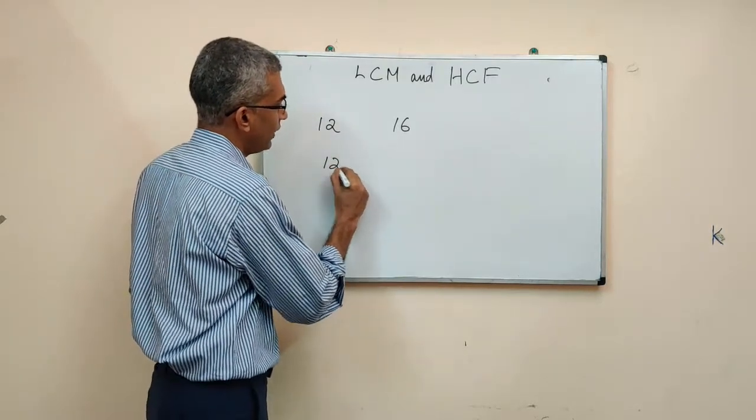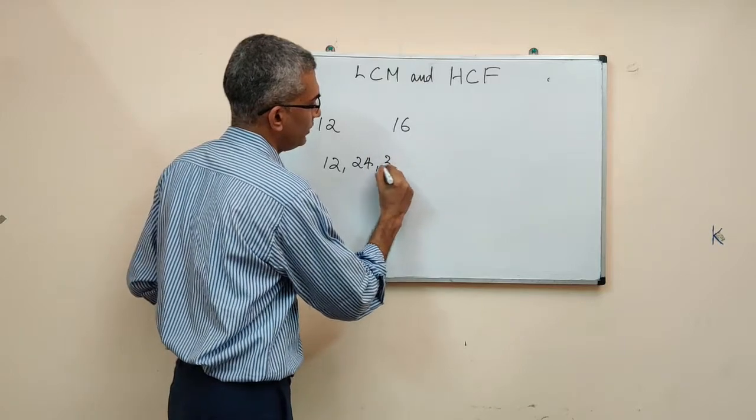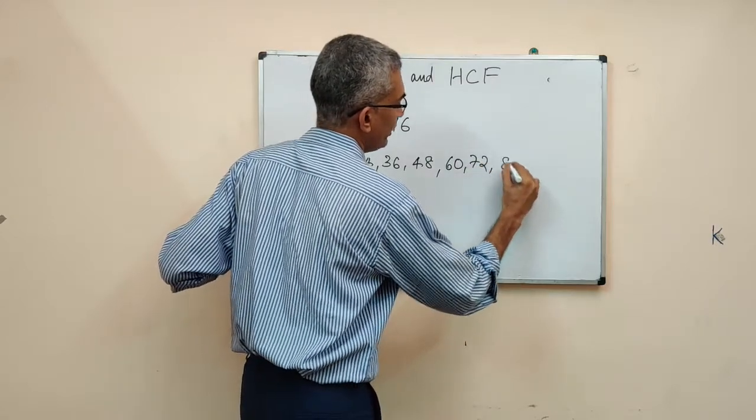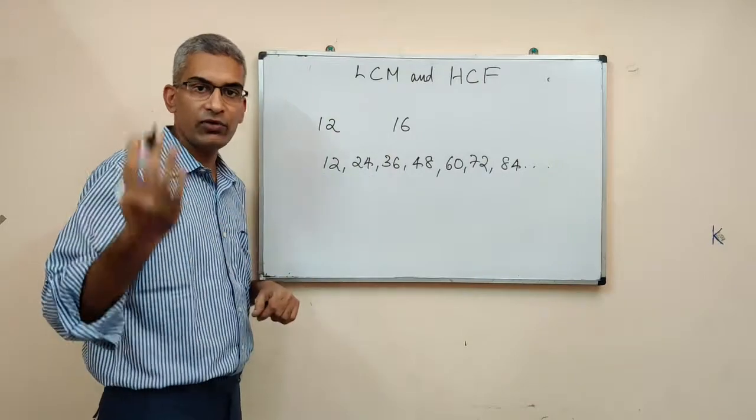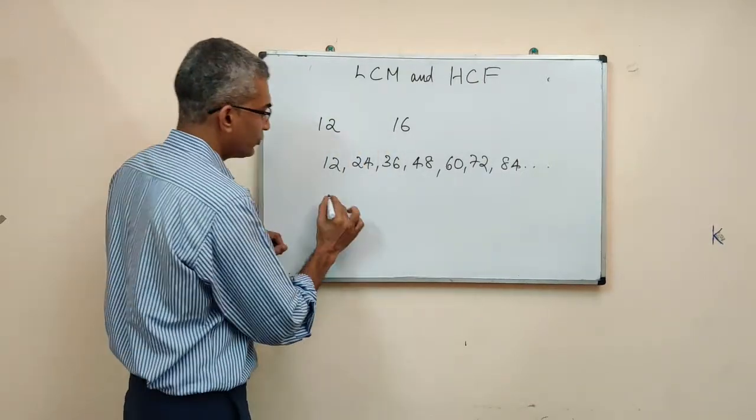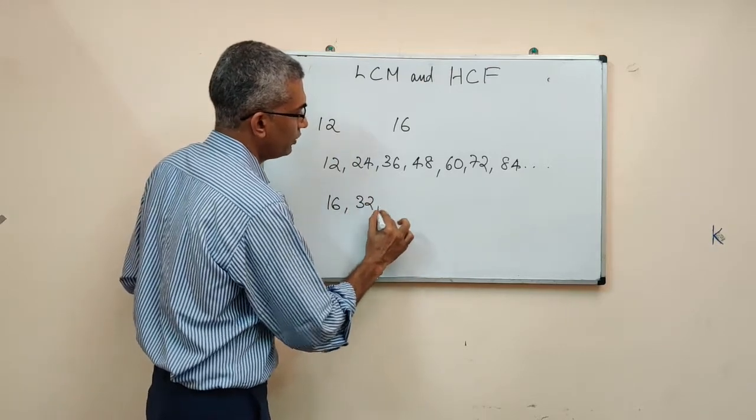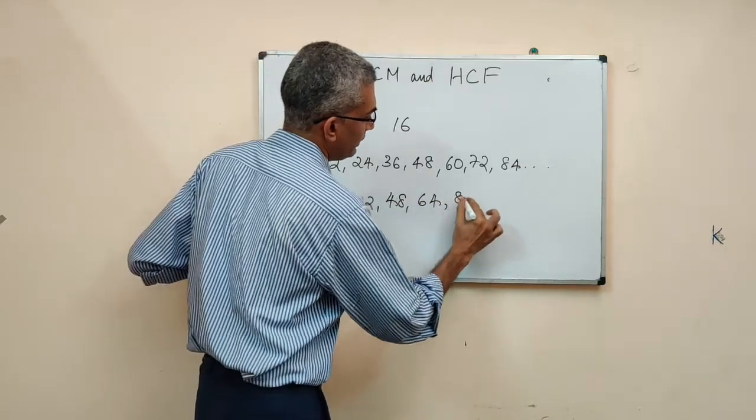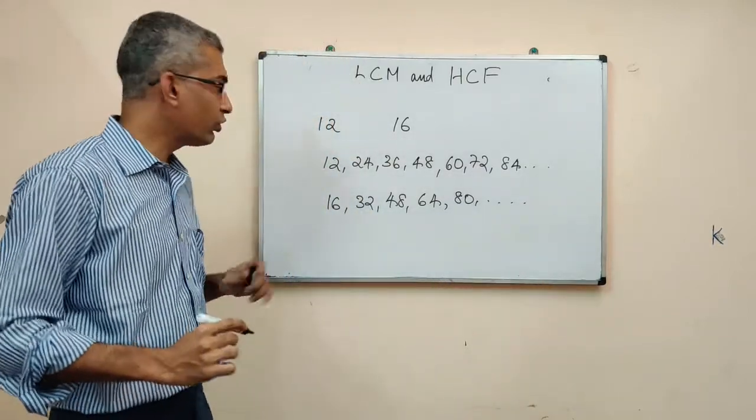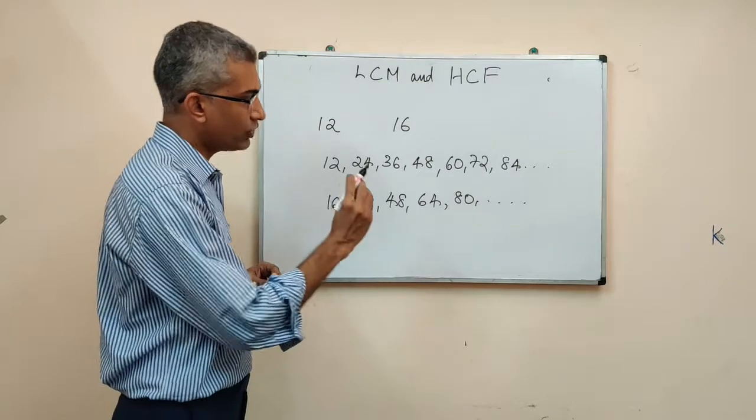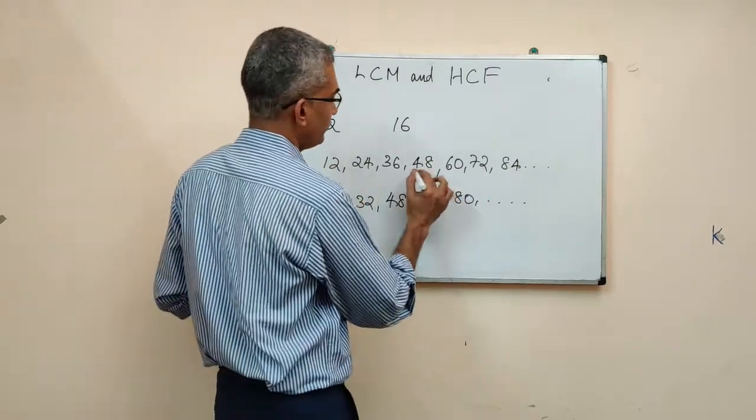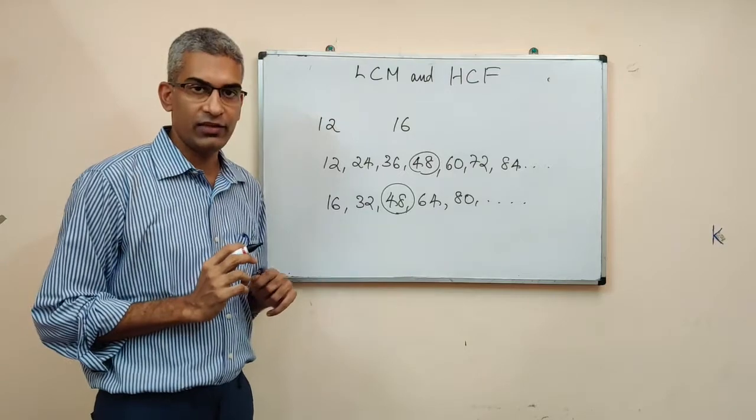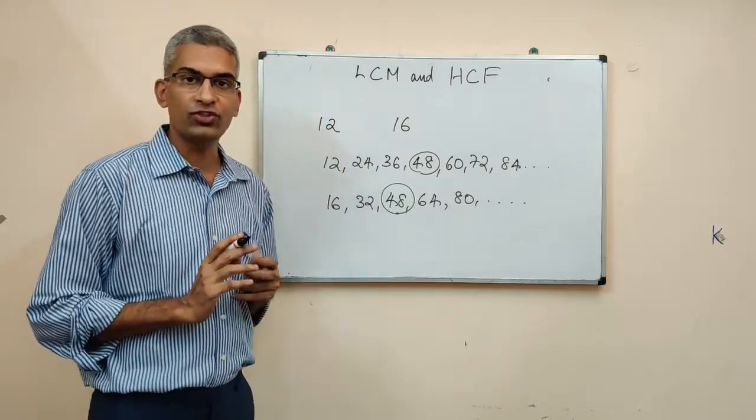So multiples of 12 are 12, 24, 36, 48, 60, 72, 84, it goes on. There are infinite values. What about 16? 16 into 1 is 16, 16 into 2, 32, 16 into 3, 48, 64, 80, it goes on. Now when you go through this, you see that the first common multiple occurs at 48. So the lowest common multiple of 12 and 16 is 48. That is what we call the LCM of 12 and 16.